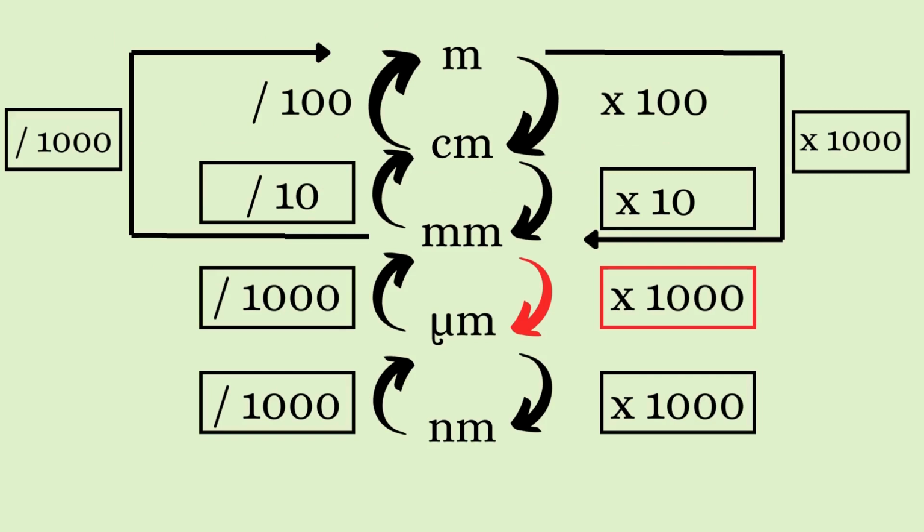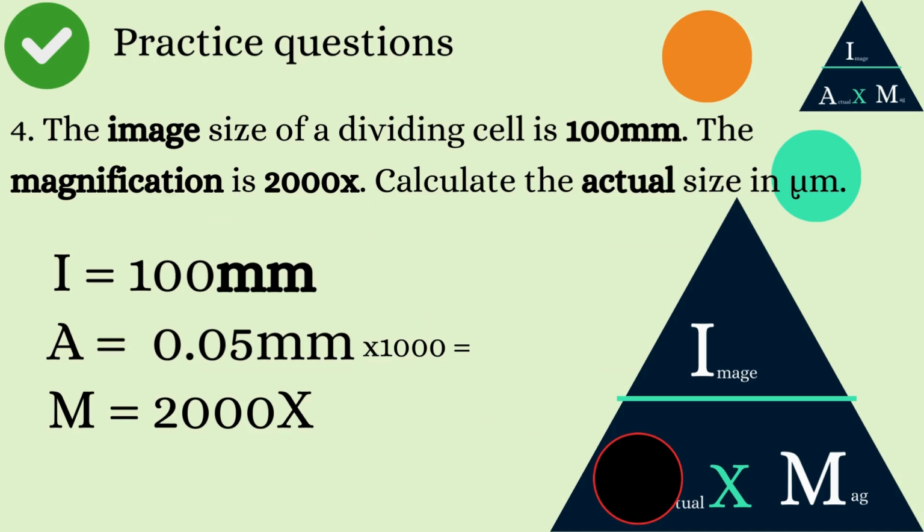For this, we can refer back to our conversion chart and see that to go from millimeters to micrometers, we multiply by 1000. So actually, all I need to do is multiply my 0.05 millimeters by 1000, and this will give me an answer of 50 micrometers.